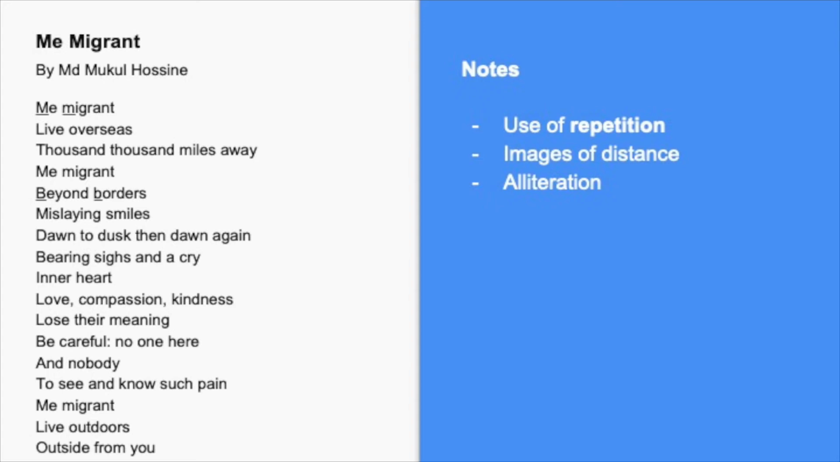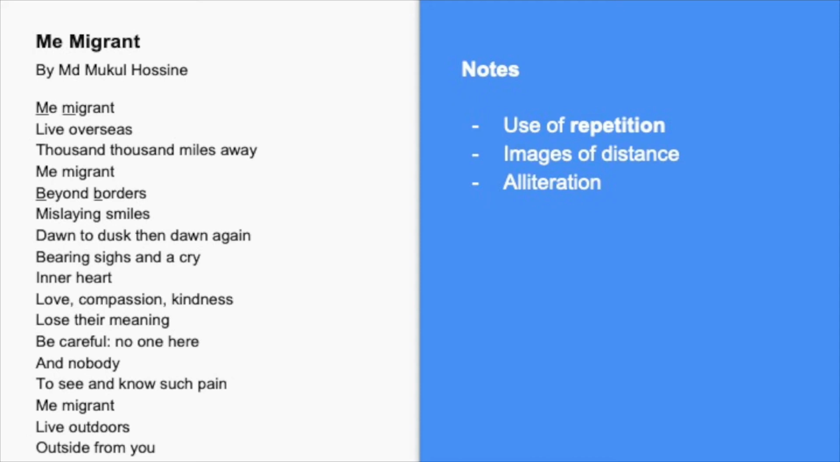It's a poem that some of you may find very touching. What stands out to me from the beginning is the repetition again. So the title of the poem is Me Migrant, and Me Migrant appears in the poem 3 times. It really emphasizes the idea of this poem and what it's about. And what it's about is the writer's experience as a migrant worker in Singapore.